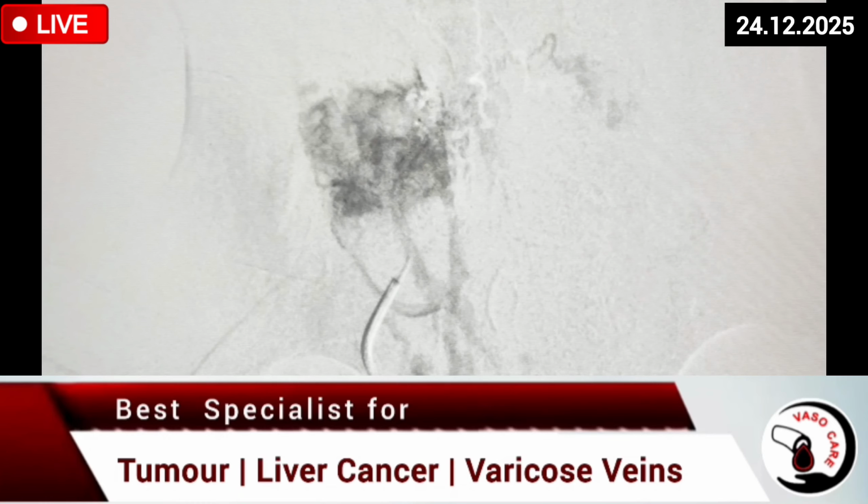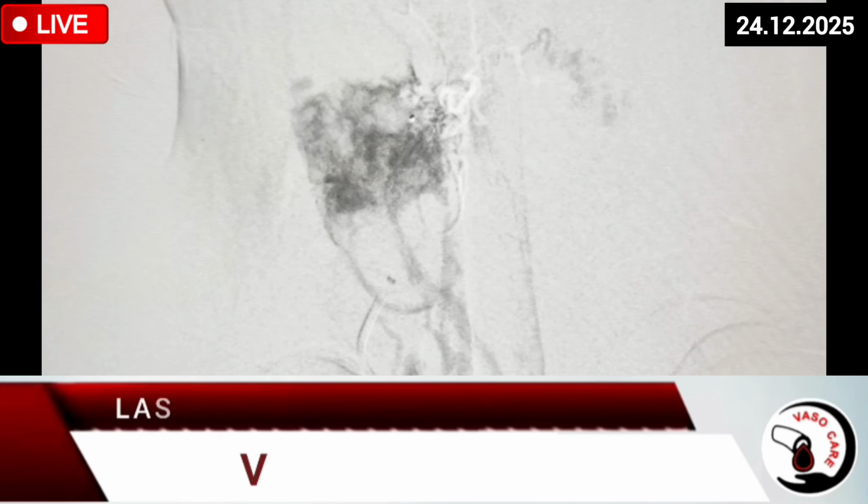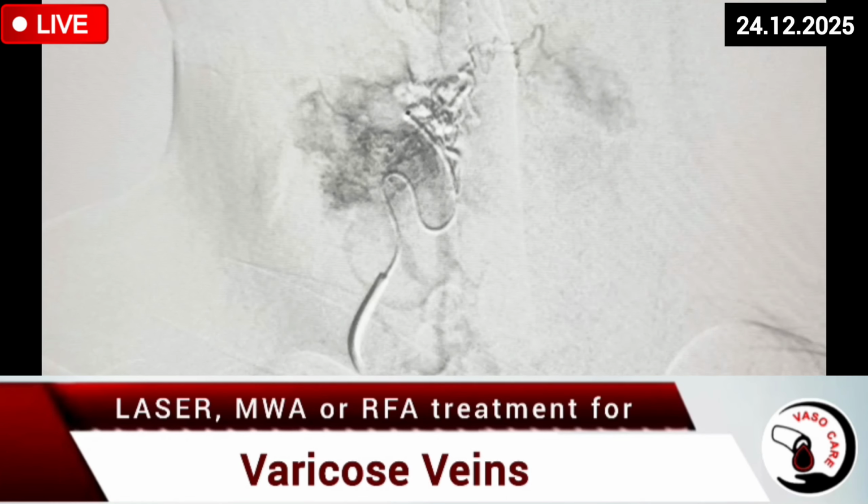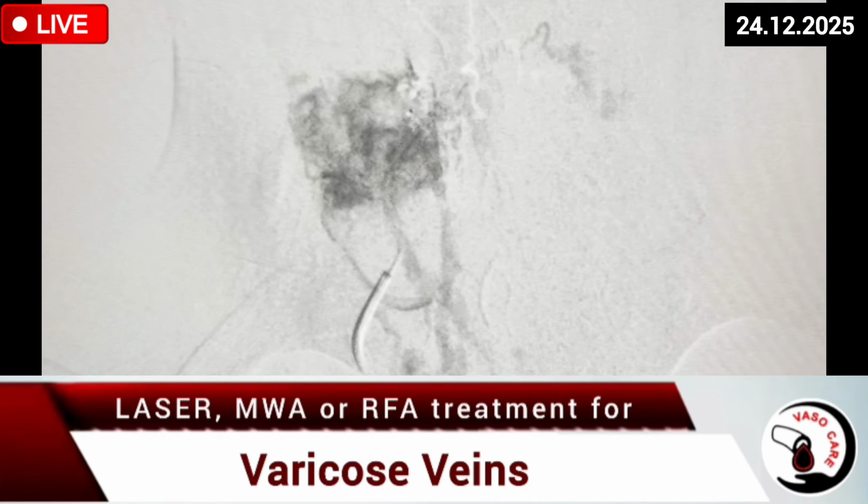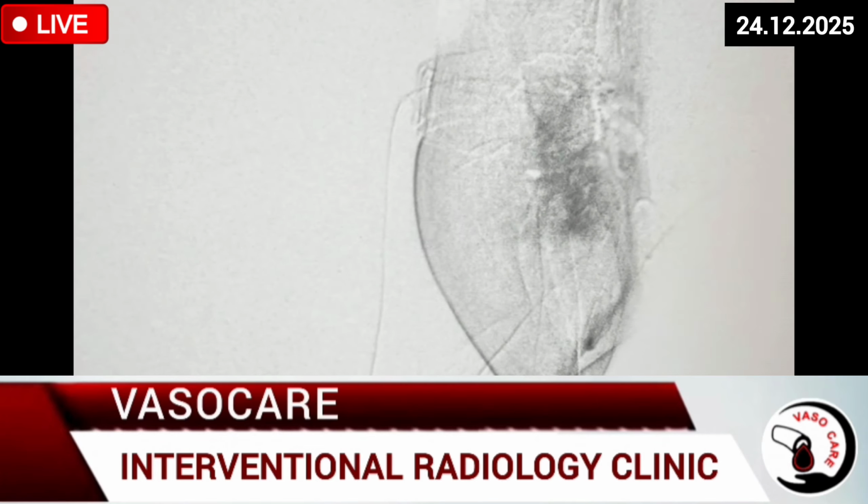Now you can see we have cannulated the right side thyroid artery, and there is an abnormal blush in the thyroid.